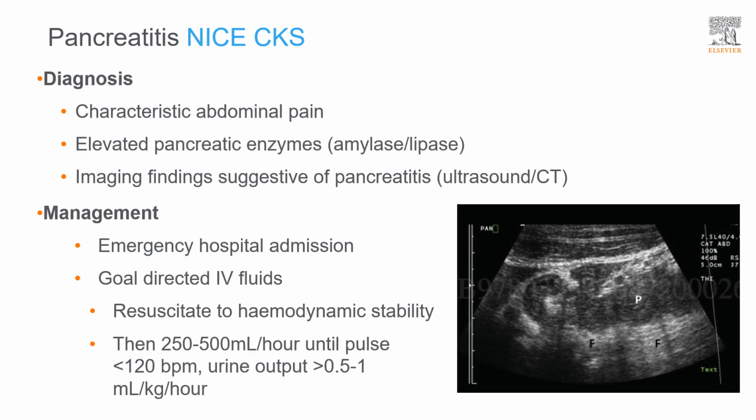The diagnosis of pancreatitis is made with a combination of characteristic abdominal pain, elevated pancreatic enzymes such as amylase and lipase, and imaging findings suggestive of pancreatitis seen on ultrasound or CT imaging. It's important to note that amylase and lipase are sensitive but not specific markers for acute pancreatitis and can be raised in a range of other conditions including small bowel obstruction, gallstones, perforated peptic ulcers, or recent ERCP. Furthermore, the degree of elevation of pancreatic enzymes does not correlate with severity, and both may be normal in acute exacerbations of chronic pancreatitis.